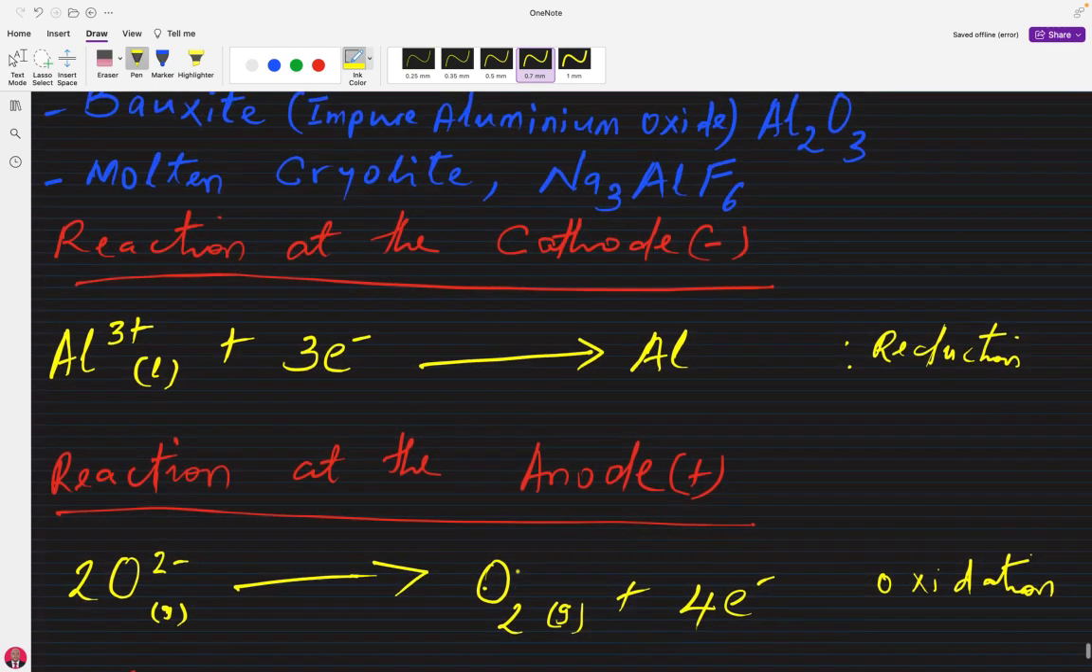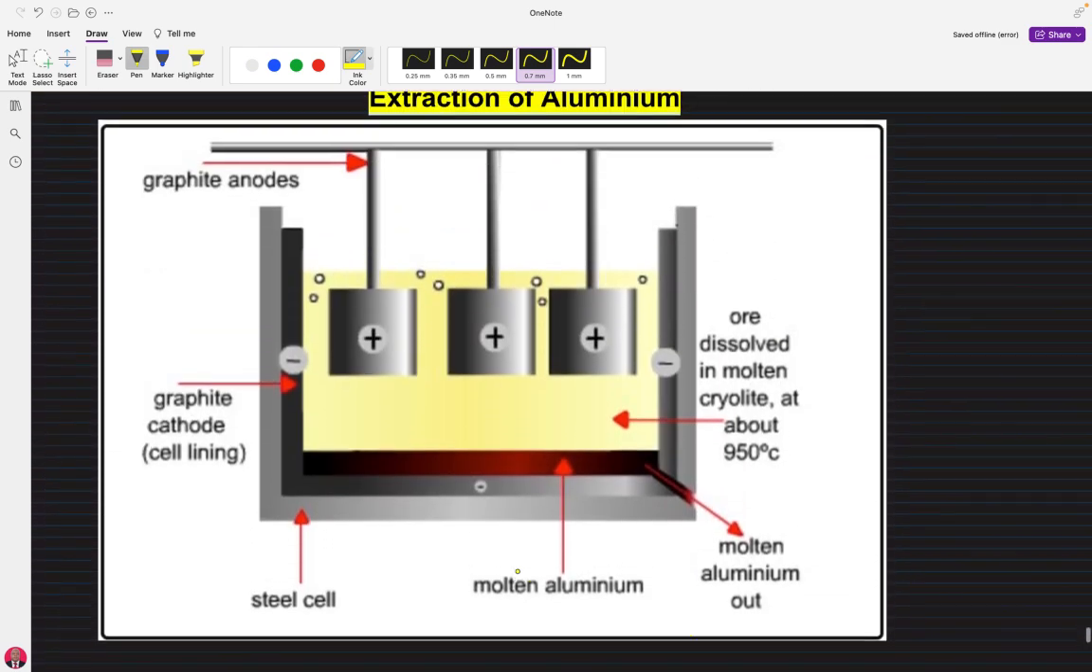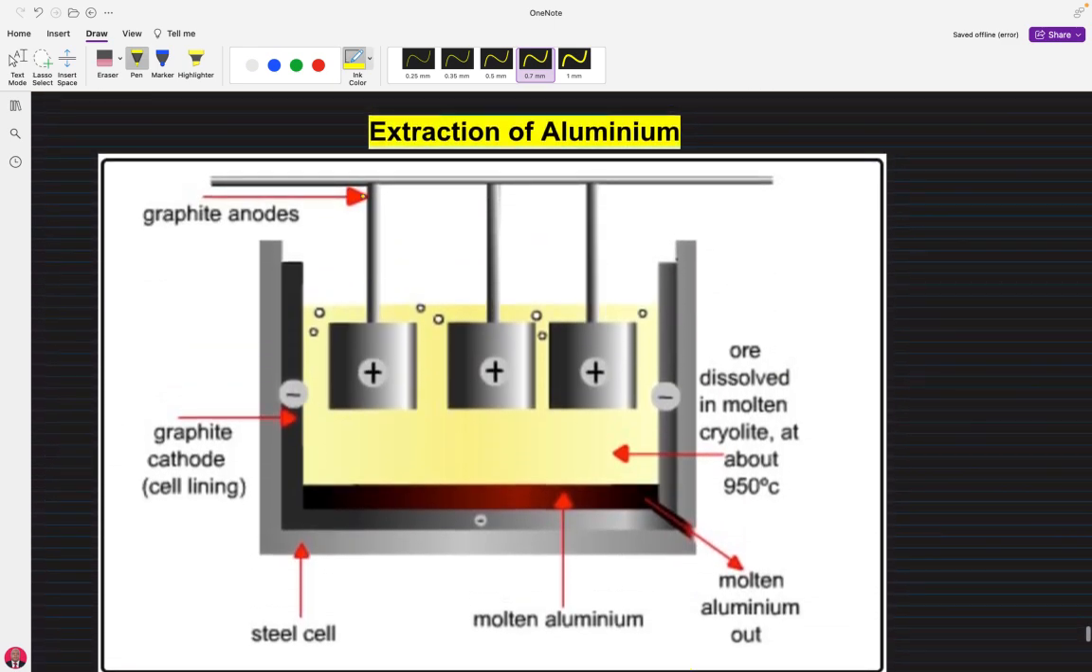Let me tell you what is happening there. See what is happening here? Oxygen is being released here. Then at the cathode, that is where aluminum is being produced. That is the aluminum that is being produced, and it is produced near the carbon lining here. And when it is produced, it is then tapped off here.